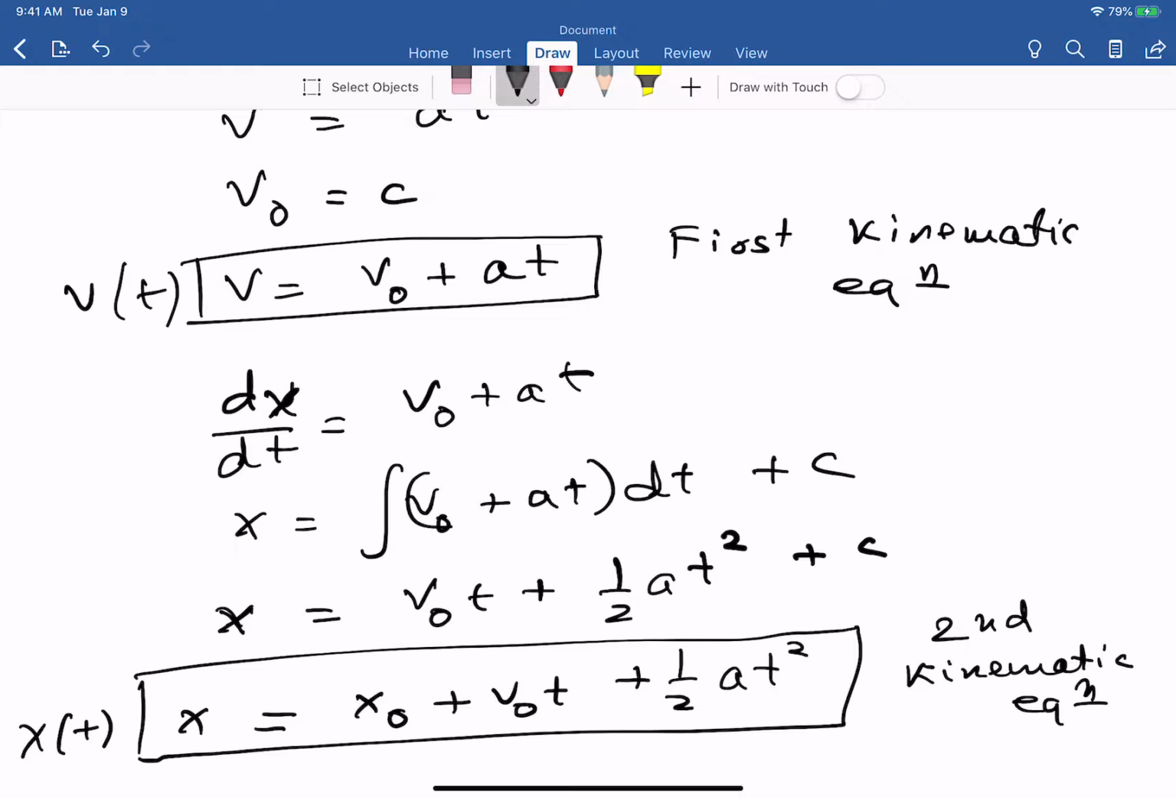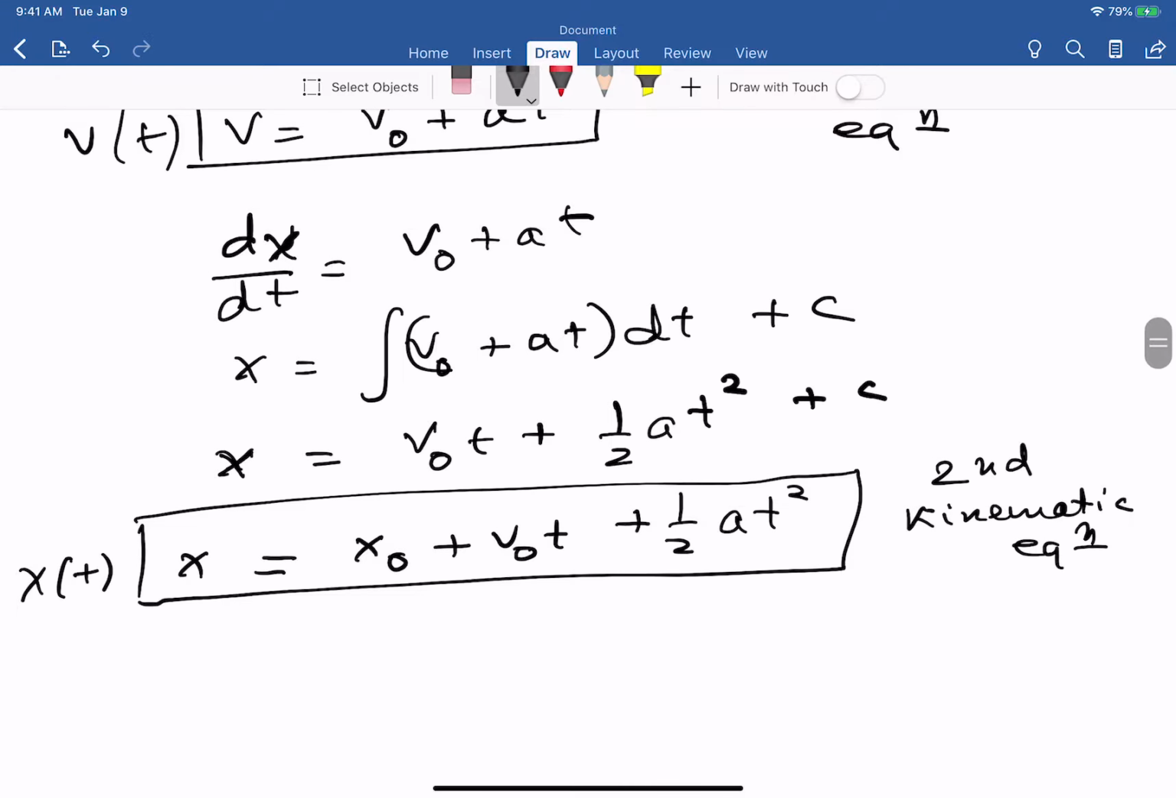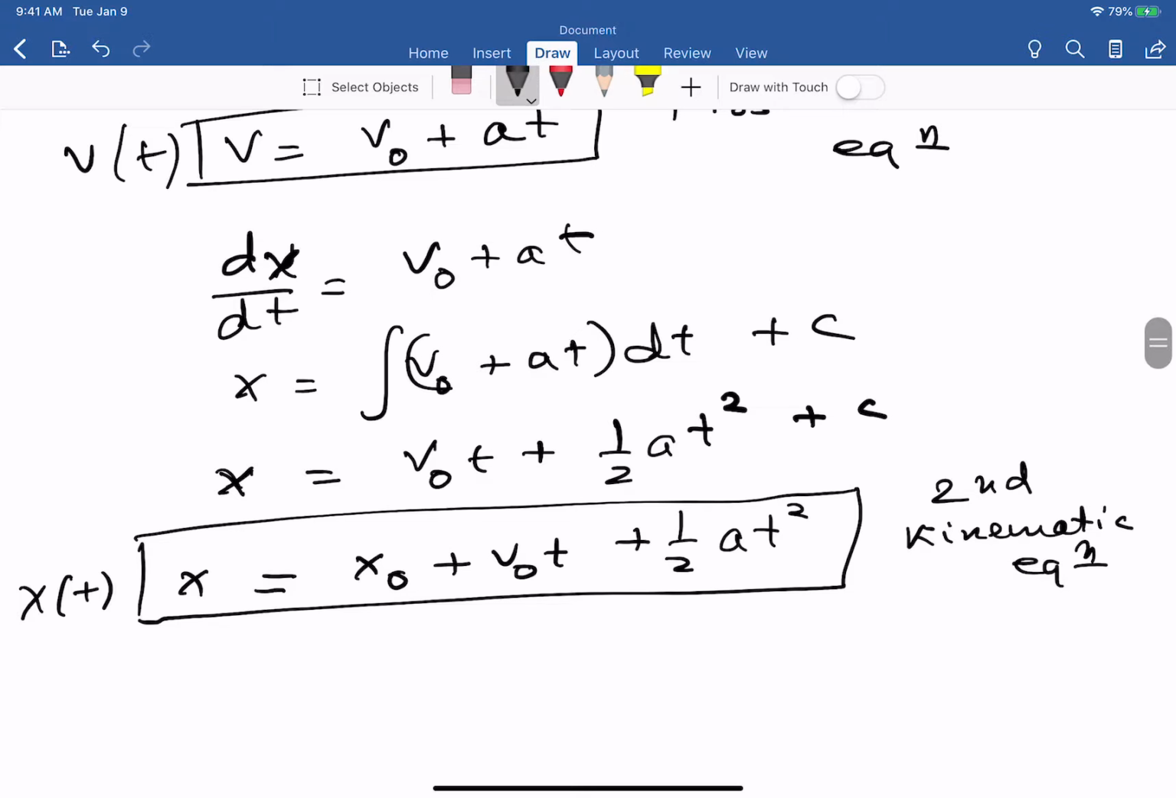Now, in some problems it's more convenient to get rid of the time variable and express v and x directly in terms of each other. So let's quickly do that. It's a little bit of algebra, but there is nothing conceptually difficult about it. Suppose I wanted to get an equation connecting x and v, so no t. I don't want t in this equation. How can I do that?